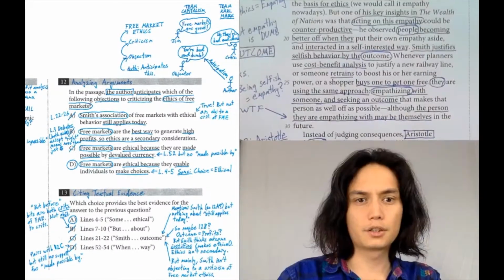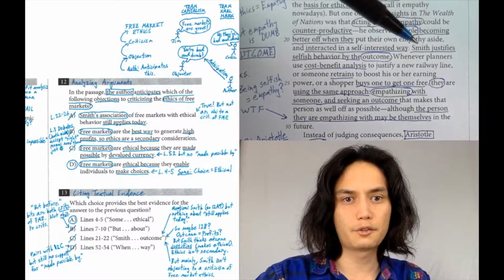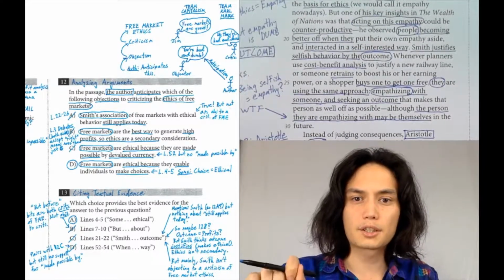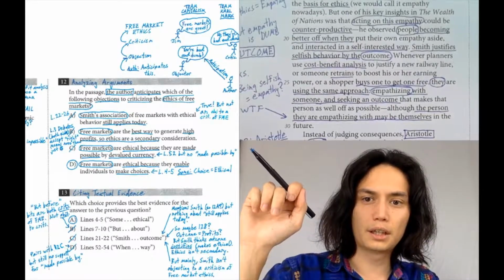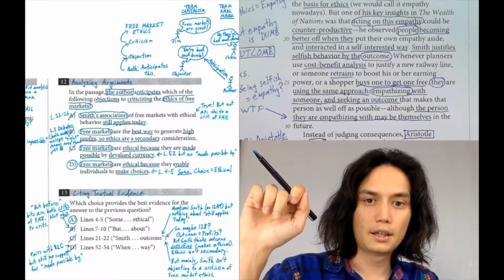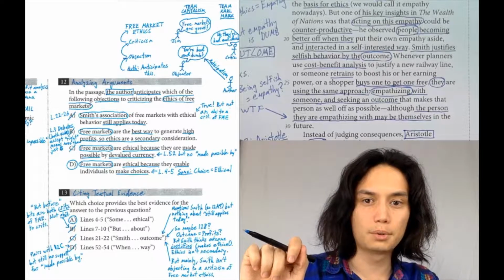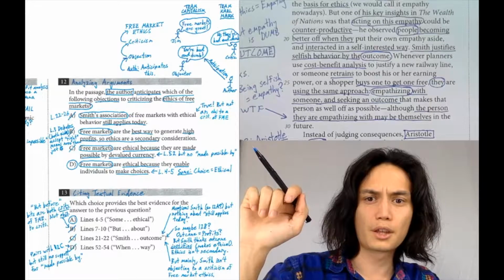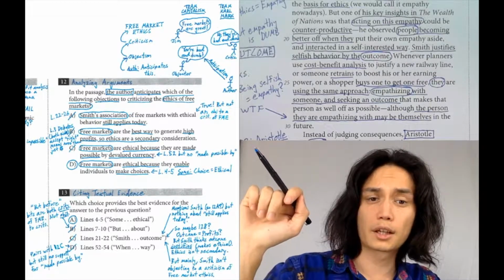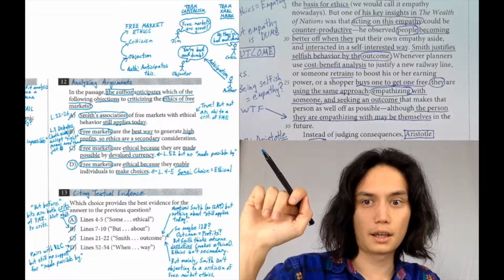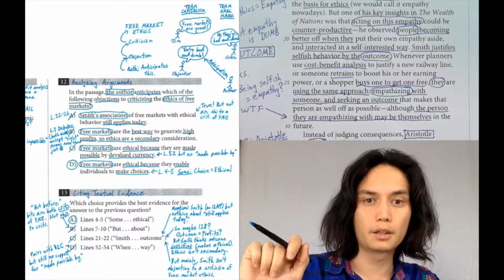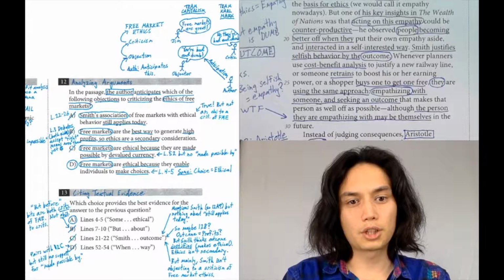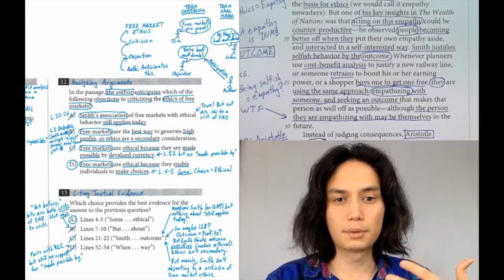Does the quote that we were looking at here, Smith justifies selfish behavior by the outcome, support Smith's association with ethical behavior still applies today? It's not just that this quote needs to be in the same neighborhood as the quote it's supposed to match with. The entirety of the support for the claim made in Answer Choice 12A needs to come from this quote here. Now, the quote in 12A, again, was talking about the relevance of Adam Smith's ideas.